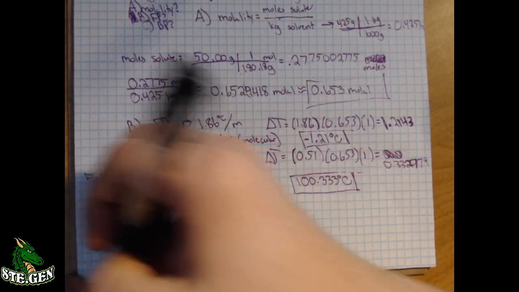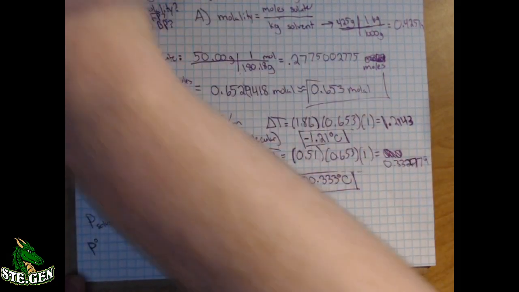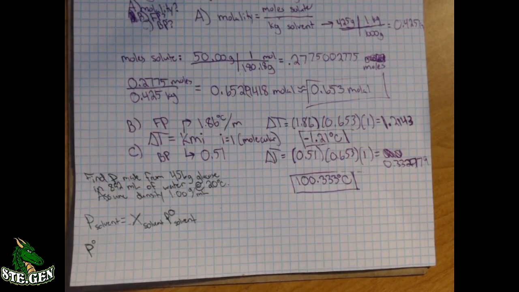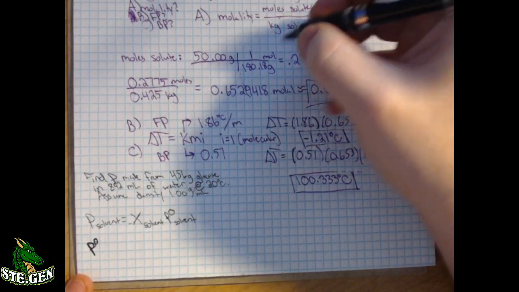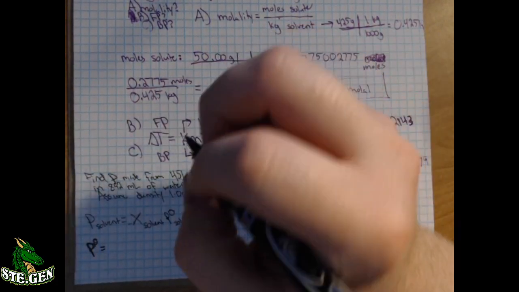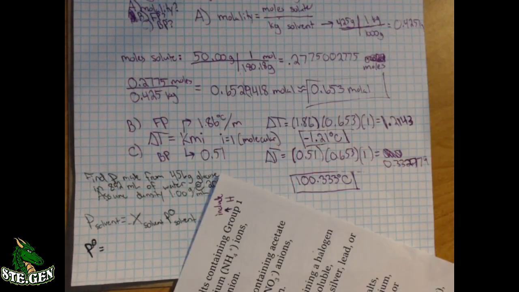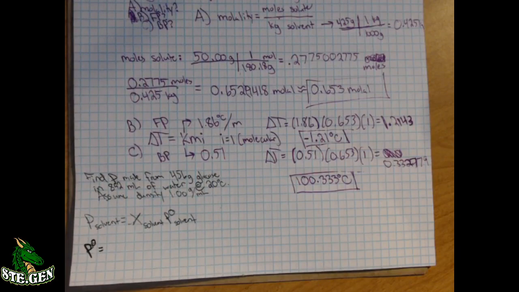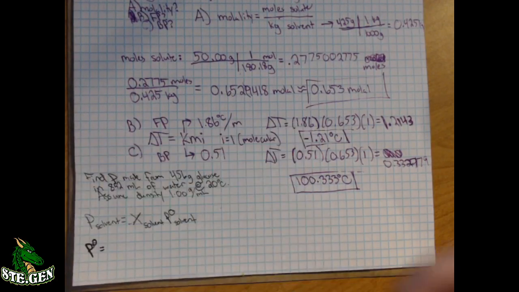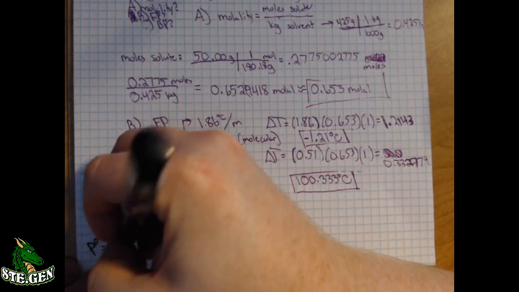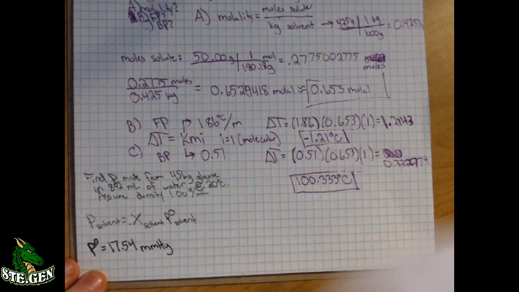So for our P naught, or our initial pressure, we just go and look at the chart. Remember, this is on the back of your solubility rules sheet. So it tells us it's 20 degrees Celsius on the back of my solubility sheet. I find 20 degrees Celsius and I go over, and you get 17.54. So 17.54, and it's mmHg, which is just millimeters of mercury.